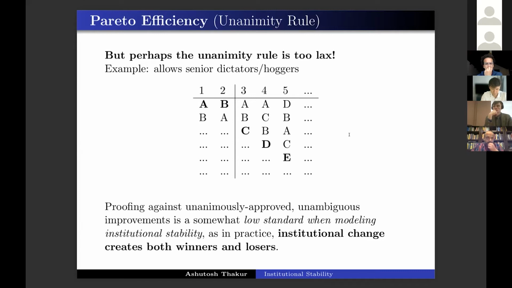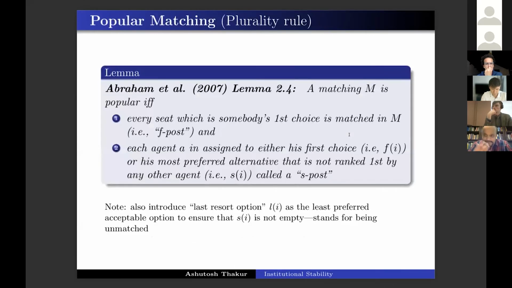Okay, so popular matching creates both winners and losers, and this literature basically started from this paper by Abraham et al., and it fully characterizes what a popular matching looks like. So a matching is popular if every seat which is someone's first choice is assigned, and each person is assigned to either their first choice, what's called an F post, or their highest rated choice that's not someone else's first choice, an S post. Okay, and many of the folks in the audience actually have work on this topic.